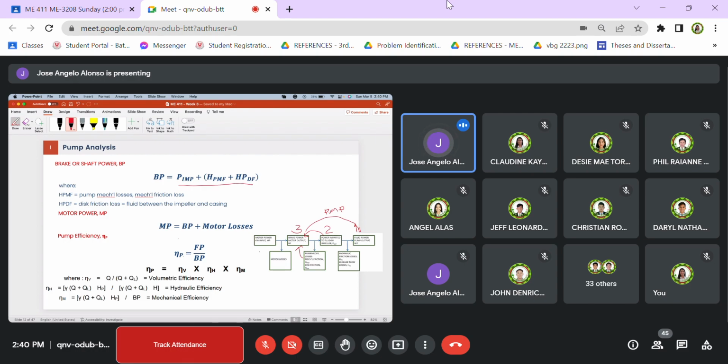Another way to calculate the brake power is using the pump efficiency. Since we know that the input ng pump is the brake power and ang output ng pump is the fluid power, makakalculate natin si pump efficiency using this equation. So pump efficiency is equivalent to fluid power divided by the brake power.